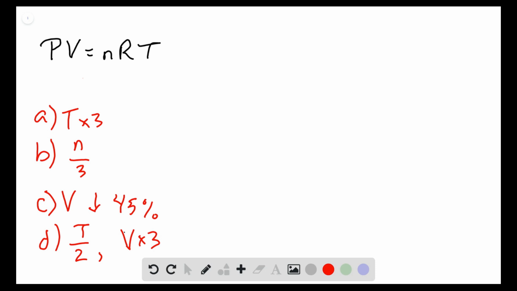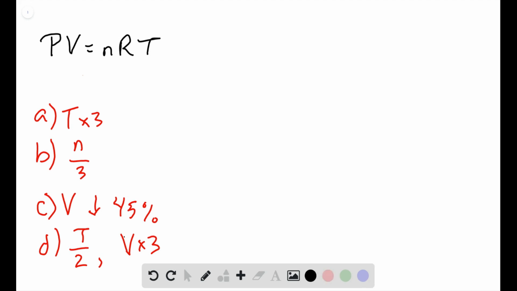So this question just requires a little bit of algebra. We're going to start off with our ideal gas law, which I've written in the upper left here, PV equals nRT. And all of the questions, all the subparts, are asking us what happens to the pressure if we change some of these other variables. So I'm going to rearrange this so that I get the pressure on its own on one side. So I'm going to divide both sides by V.